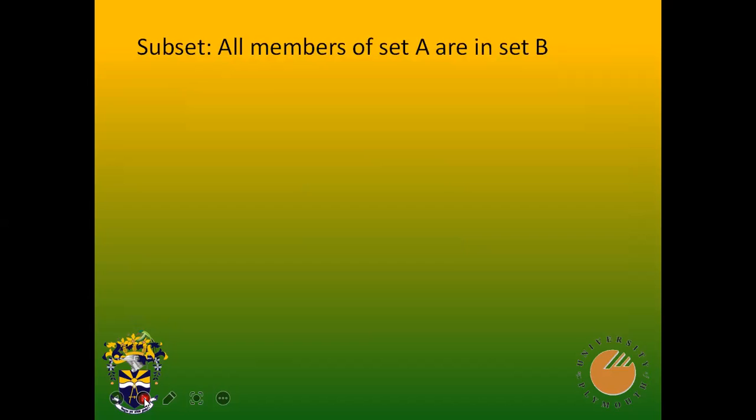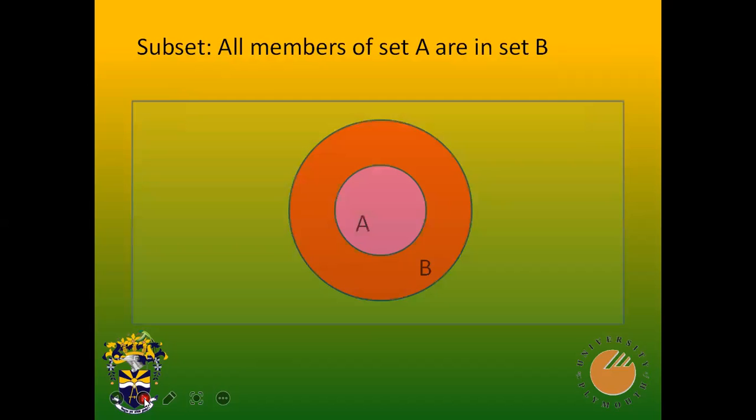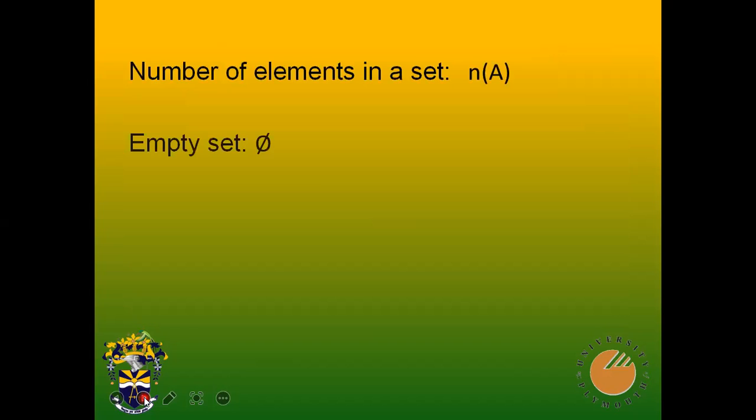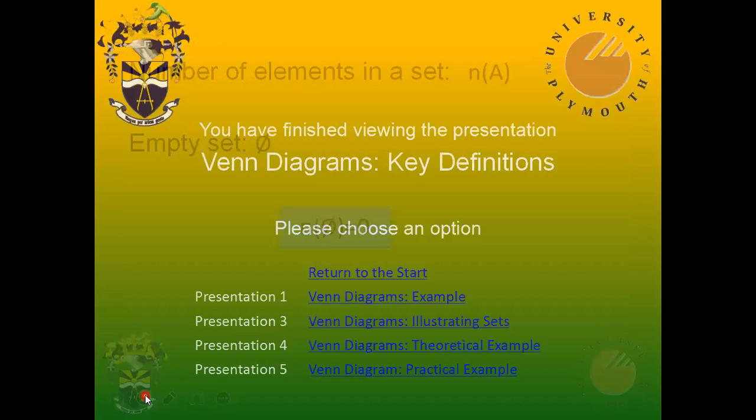All members of set A are in set B, because the shaded region will be inside B. This is why A is a subset of B. Next, the number of elements in a set A, and the number of elements of the empty set will be 0. We have to remember this. From the definition of the empty set, we get that the number of elements will be 0.